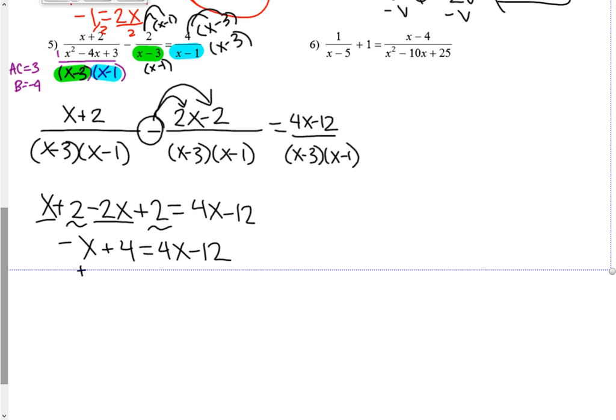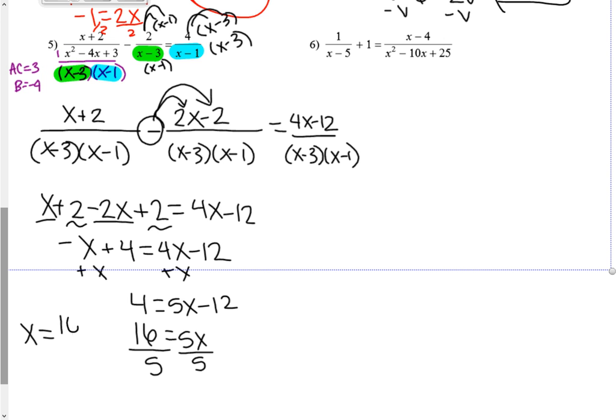Add x over to both sides. 4 equals 5x minus 12. So then I'm going to add 12 to both sides, and 16 equals 5x. Divide both sides by 5, and x equals 16 fifths. When I plug that into my denominators, it won't make any of them equal to 0, so it's not an extraneous solution. Okay, last but not least, we have number 6 here.